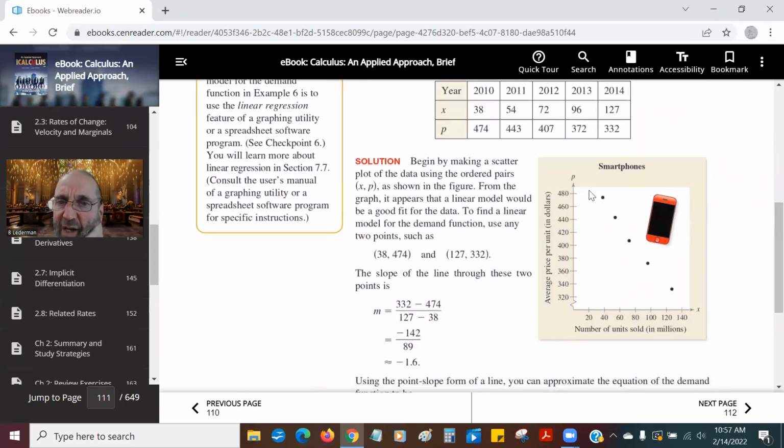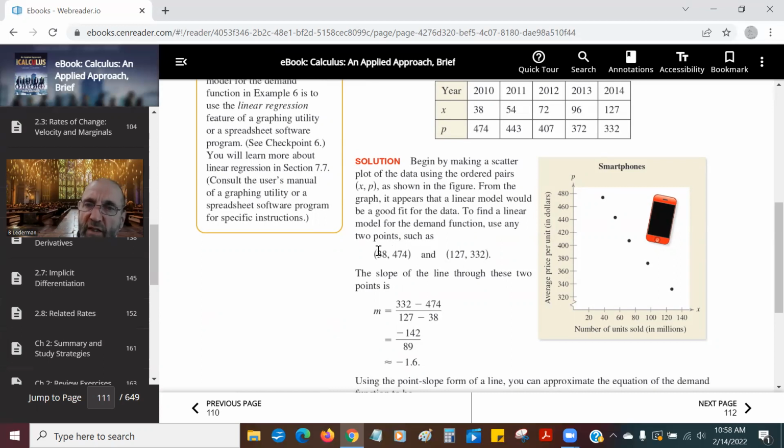Anyway, so it looks kind of like a straight line. And so from the graph, it looks like it's a straight line, which is a linear model. And that will be a good fit for the data. You know, it's never going to be exactly, but it's kind of pretty close. And to find the linear model, we use any 2 points. So we'll take 38,474 and 127,333. I get those points from here, and from there.